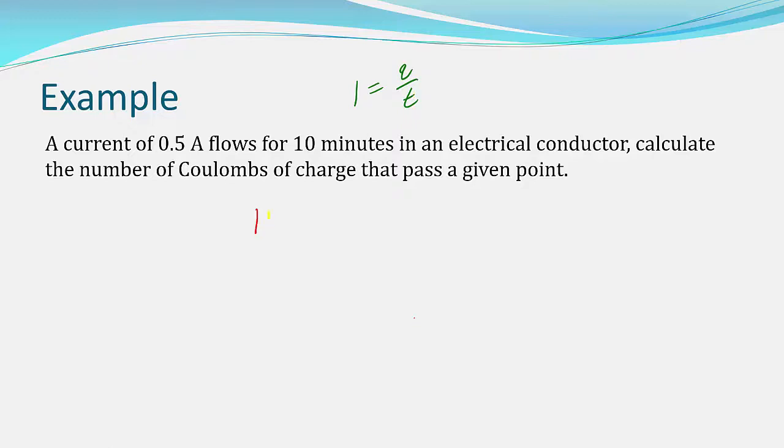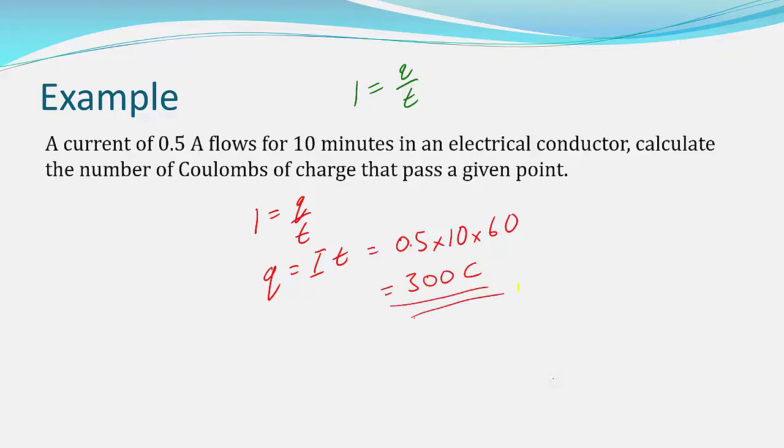Okay, so starting with that equation, I equals Q over T, you'd rearrange that to have Q is equal to IT, because the unknown is the charge. So you know the current, that's 0.5 amps, and you know the time is 10 minutes, but again, that's in minutes, so to get it in seconds, you need to multiply that by 60, and if you did that, what you should end up with is 300 coulombs. And by this point, you're probably realizing that these questions are fairly easy.